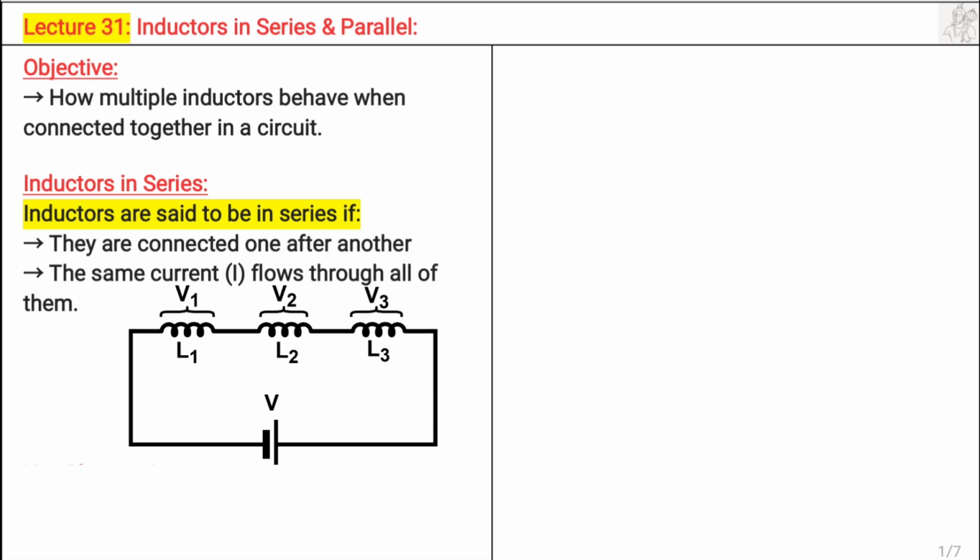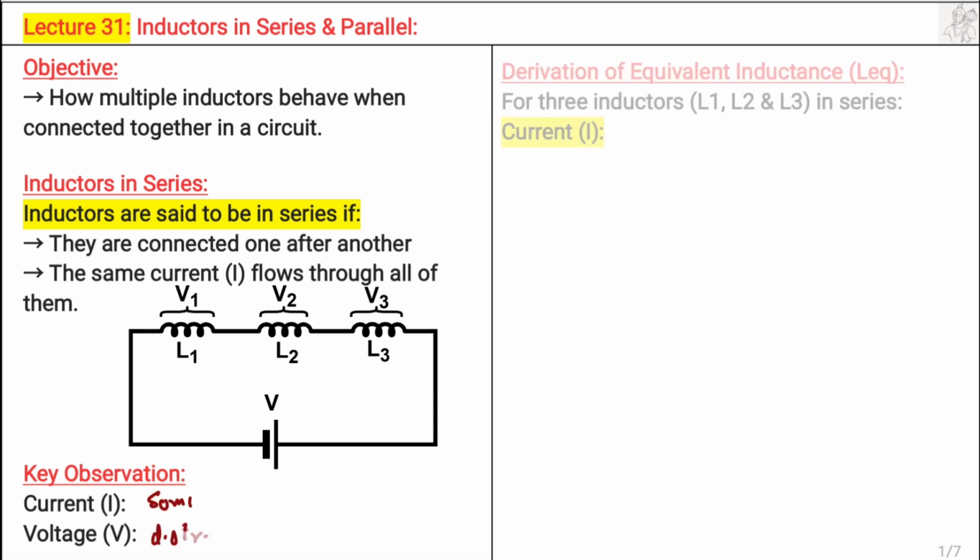Inductors are said to be in series if they are connected one after another, just like this, and the same current flows through every inductor. So the key observation is the current is the same through every inductor and the voltage is distributed. So let's derive the condition for equivalent inductance.